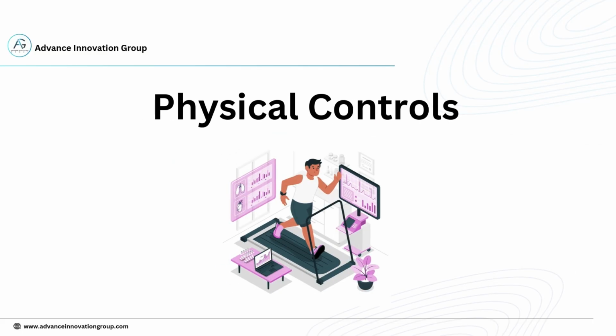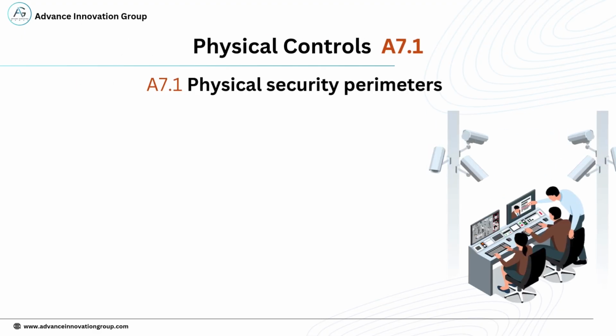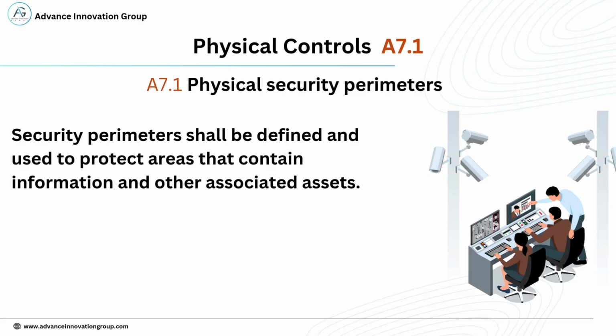Physical controls of 7.1. A 7.1 physical security perimeters. Security perimeters shall be defined and used to protect areas that contain information and other associated assets.